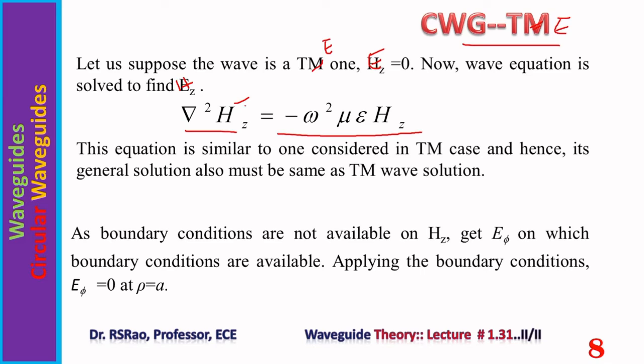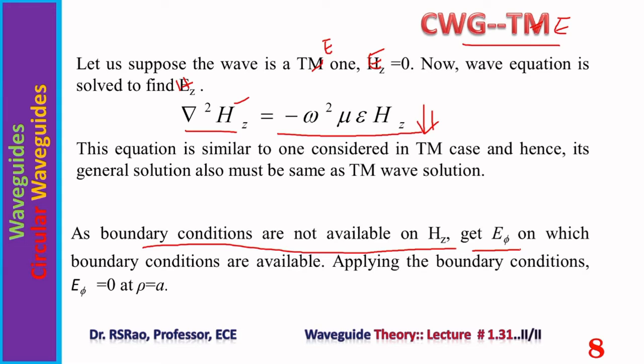Therefore, the solution of this equation, del square Hz equal to minus omega square mu epsilon Hz, is going to be the same as the solution of the equation which we encountered in case of the TM wave. The only thing is E has to be replaced by H. So this equation is similar to the one considered in case of TM wave, and hence the general solution must be the same as the TM wave solution. But from the general solution, to obtain the specific solution, we have to implement boundary conditions. But boundary conditions are not available on Hz. That is the problem.